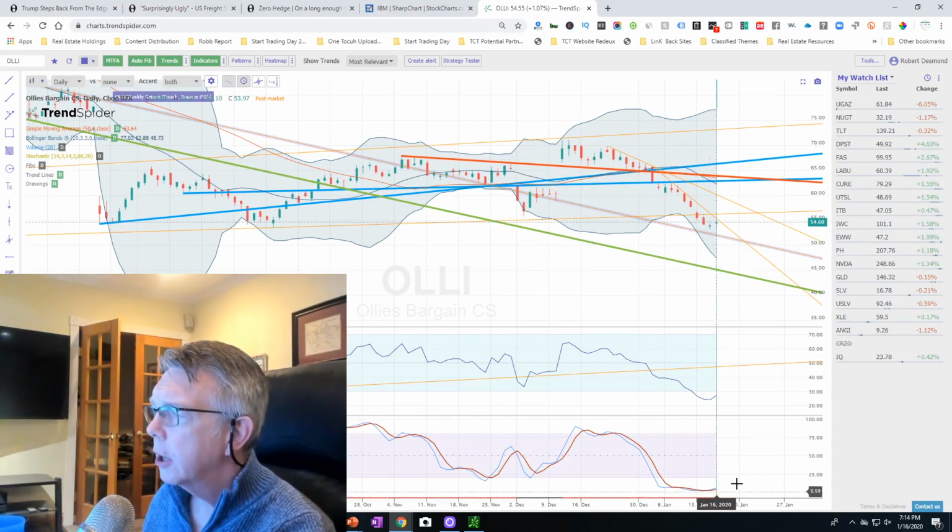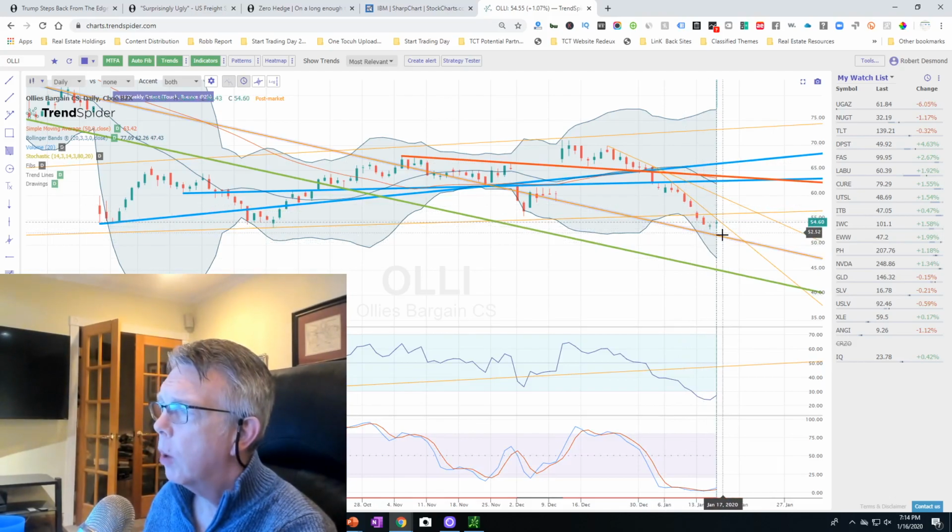Now, the Stokes are looking good here. W formation. You really want that pullback. You want it to hold, and you want it to rally off of that level.